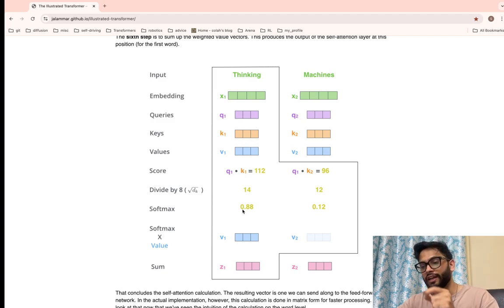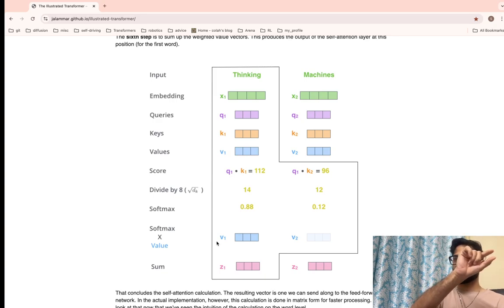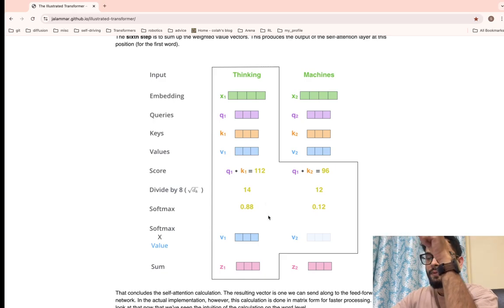Okay, now V enters. V is what we'll communicate. For every token we have a V, right? Let's say there are 50 tokens, so there are 50 V's, and let's say I'm trying to create a new embedding for this word, thinking. We have calculated the relationship by scores.